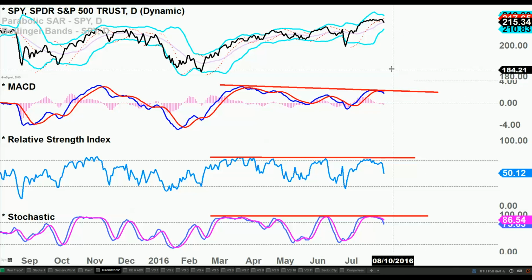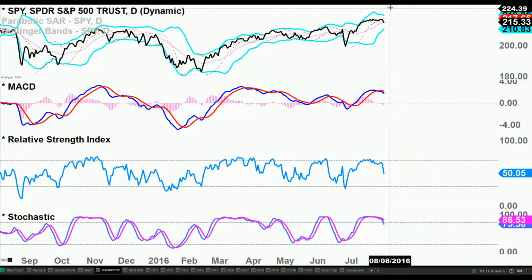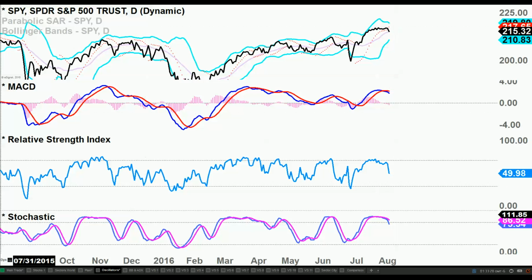By the time we did have the MACD crossing over to the downside, you can see the RSI coming down, and the stochastic also was dealing with that crossing there. So we had that pressure. We were dealing with the overbought status, and you can see the Bollinger Bands coming back down here in the price section, hitting that midline. Parabolic SAR has flipped back up to the upside there.